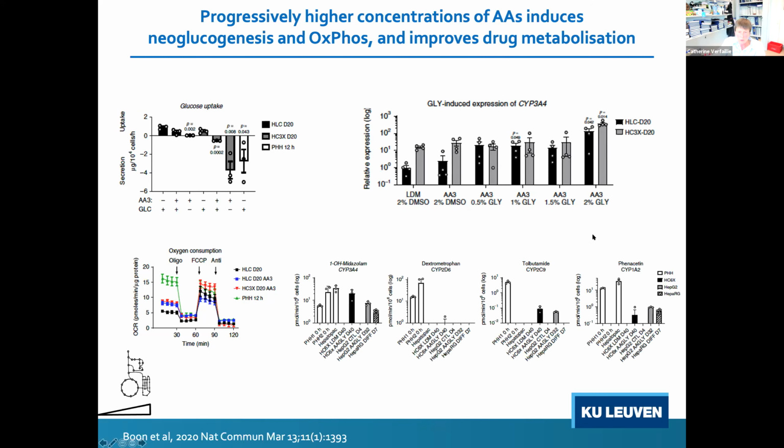And interestingly, it also translates into the ability of these HC3X or HC6X, which is the other line that we made, cultured in the complete medium, to now metabolize midazolam to the same extent as primary hepatocytes. You will also note that not all CYP enzymes are equally functional as in primary hepatocytes. For instance, CYP2D6 is not really metabolizing dextromethorphan, but we can metabolize tolbutamide and phenacetin to some extent, suggesting that the cytochrome function is improved in these cells.